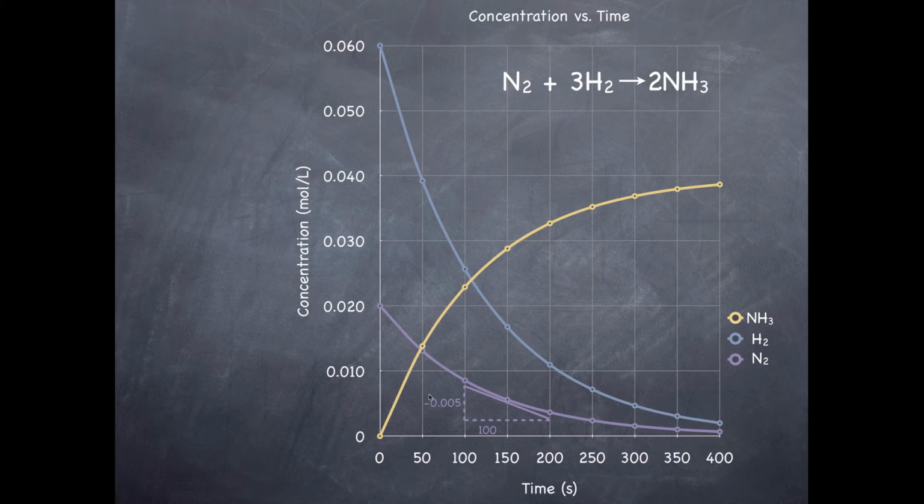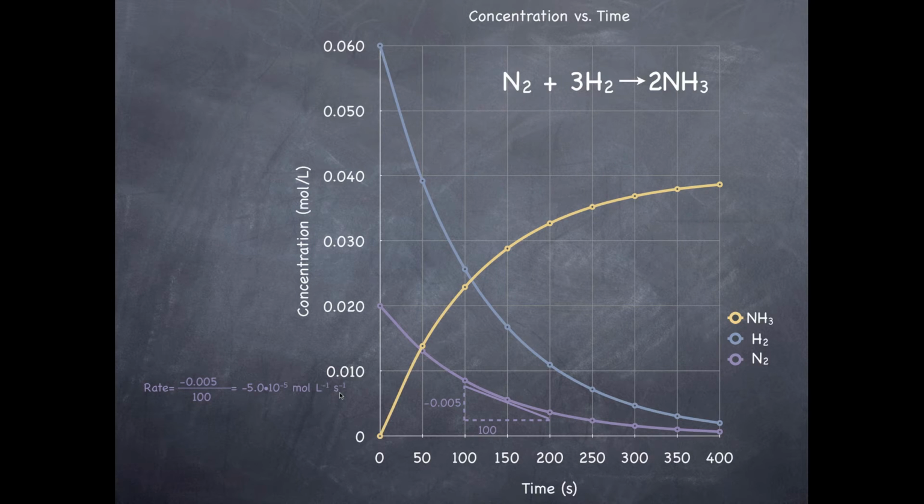The nitrogen as a reactant in this example is being used up. It's being consumed during the chemical reaction. We know that the rate can be calculated by taking the change in concentration, our negative 0.005, and dividing by the change in time. That gives us a rate of negative 5.0 times 10 to the negative 5 moles per liter second with respect to nitrogen.